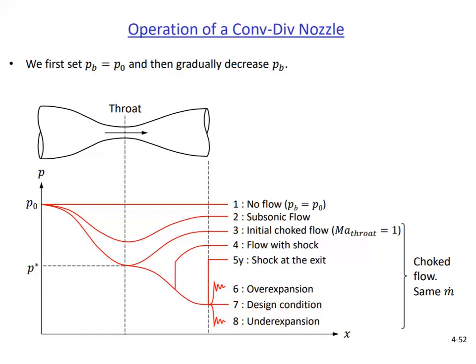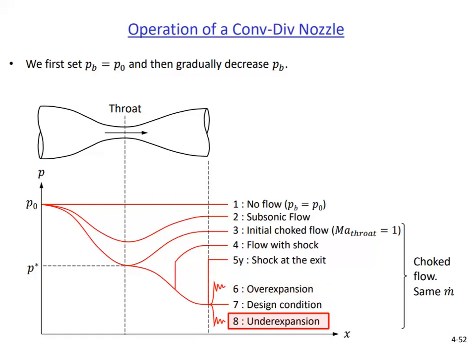The remaining two cases are called overexpansion and underexpansion. For both cases, the flow inside the duct is the same as that of the design condition. The difference is after the exit. As you see, back pressures are different for these two cases.